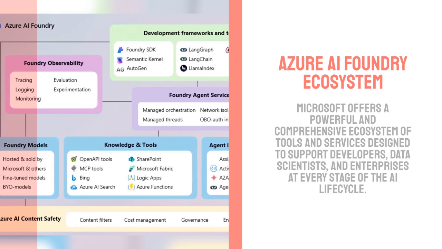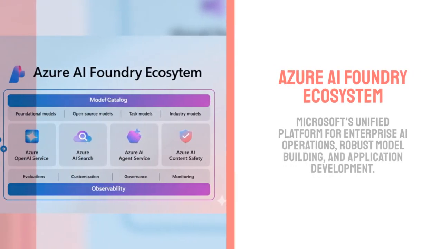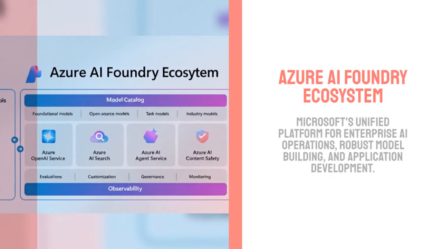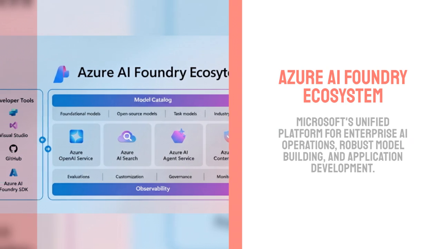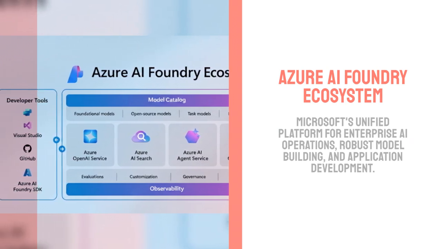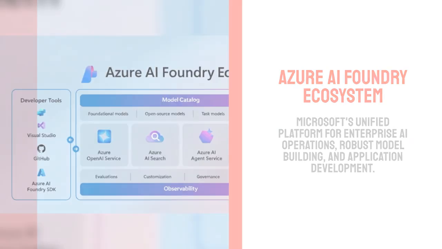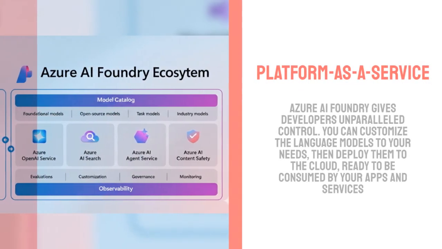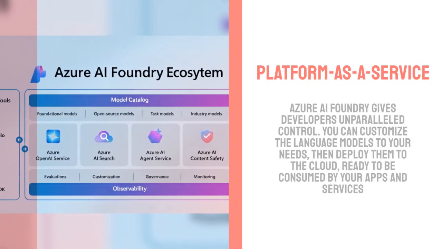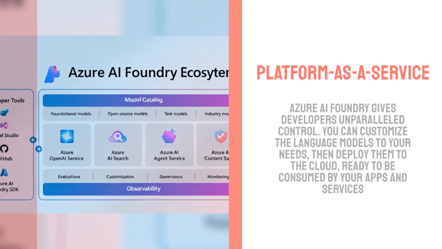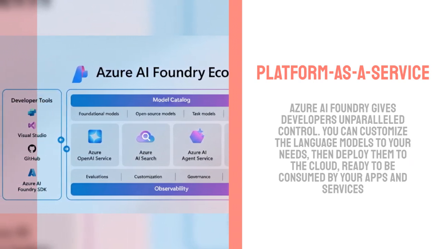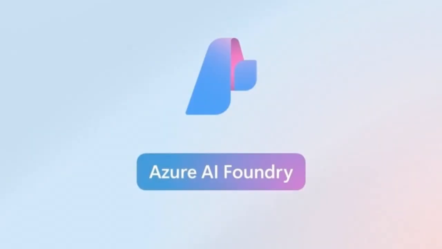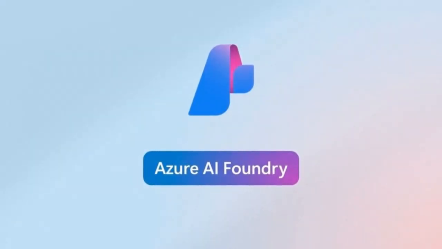While you can develop generative AI solutions with several Microsoft solutions, this module will shine a spotlight on Azure AI Foundry. Think of it as Microsoft's unified platform for enterprise AI operations, robust model building, and application development, all under one roof. As a platform as a service, or PaaS, Azure AI Foundry gives developers unparalleled control. You can customize the language models precisely to your needs, then deploy them seamlessly in the cloud, ready to be consumed by your custom-developed apps and services. It provides the foundation for truly bespoke AI.